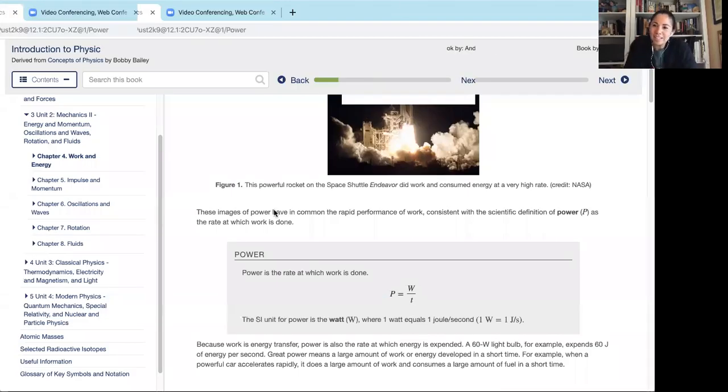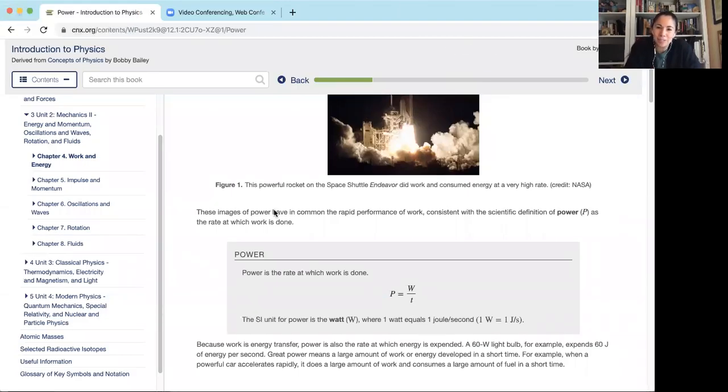Hi, welcome back. We're starting a new chapter today, and in fact, we're starting a brand new unit, Unit 2, called Mechanics 2. Mechanics 2 because we're continuing with what we've done in Unit 1.